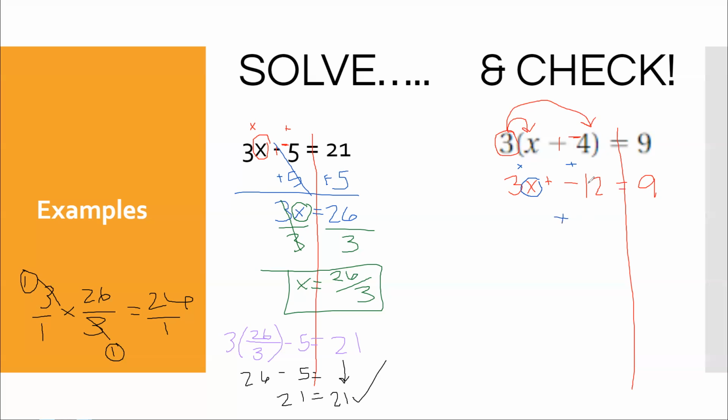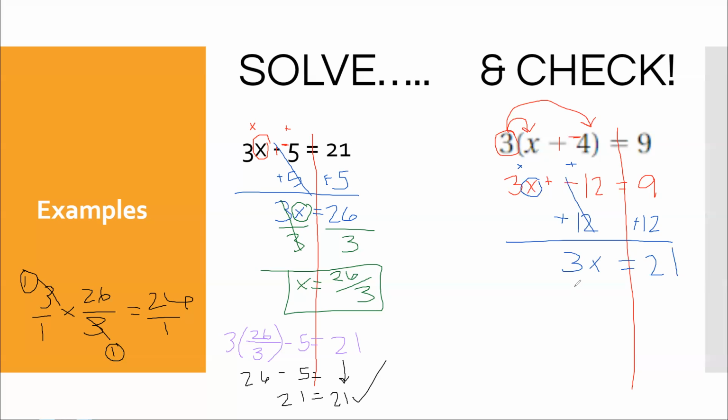So the inverse of a negative is a positive. So we're going to add a positive 12 to both sides of our problem. A negative 12 and a positive 12 put together equals 0. Anything plus 0 equals itself. So we're going to rewrite that there. Now we've got to simplify that right side. 9 plus 12 is going to give me 21.